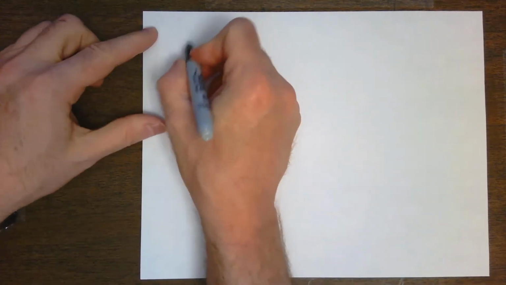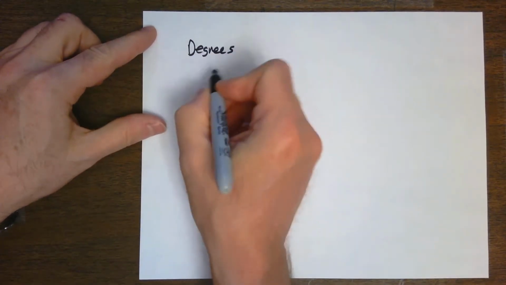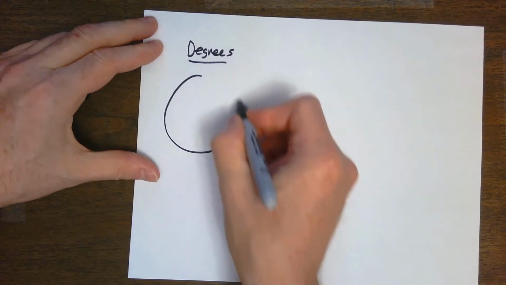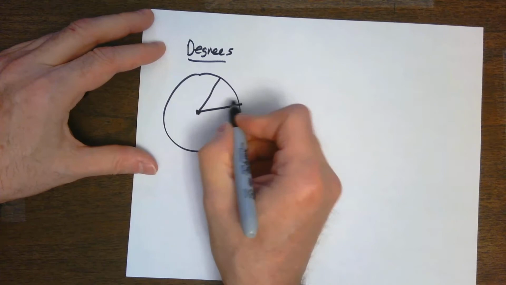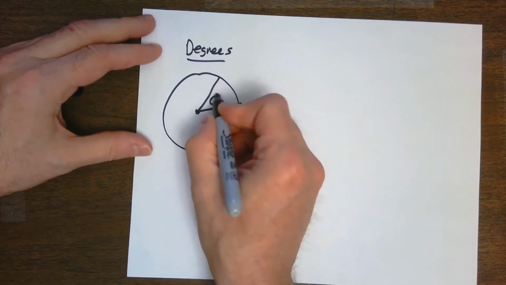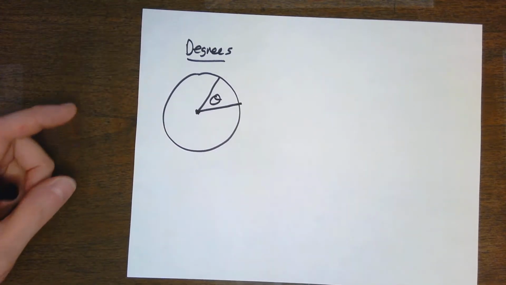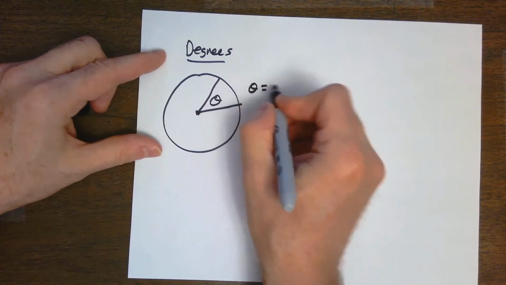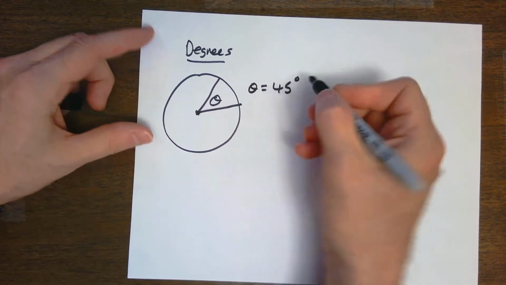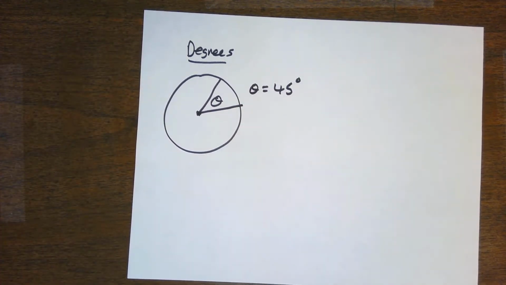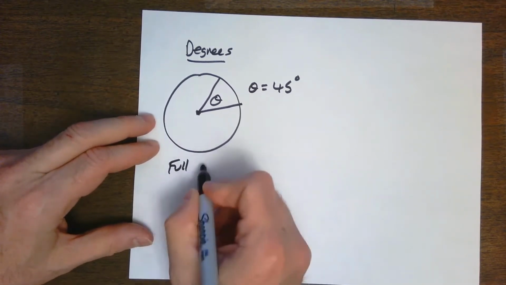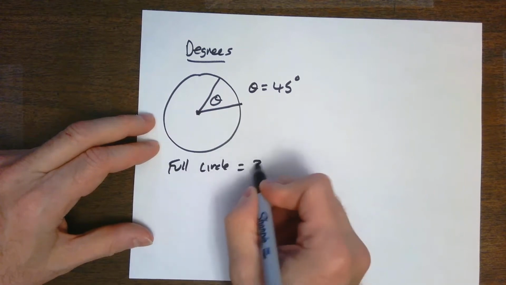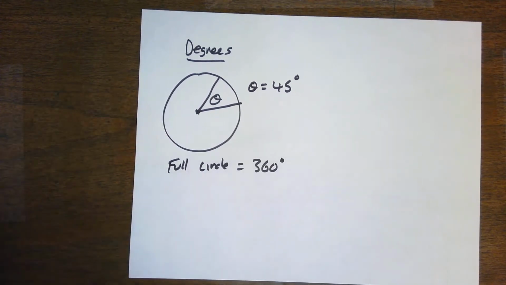We're used to doing everything in degrees. And if we think about degrees in a circle, we think about an angle, I'm going to call it theta here, and I would say that theta looks like about a 45-degree angle. We've got a little symbol, degrees there. And a full circle is 360 degrees. 360 degrees around.